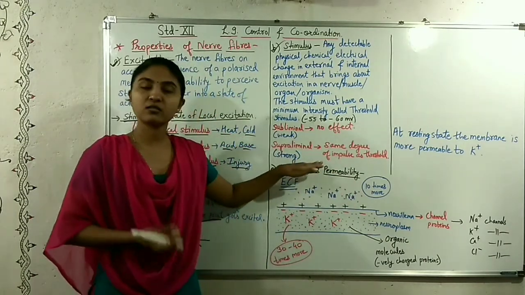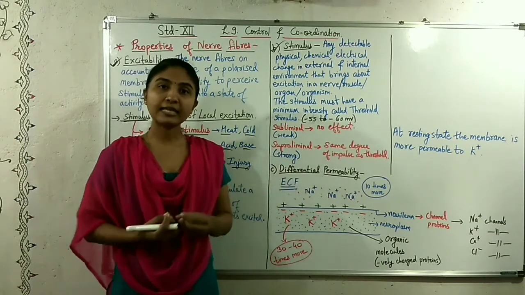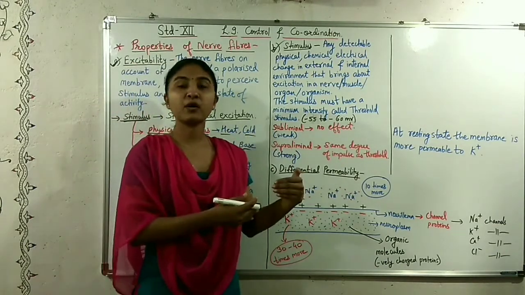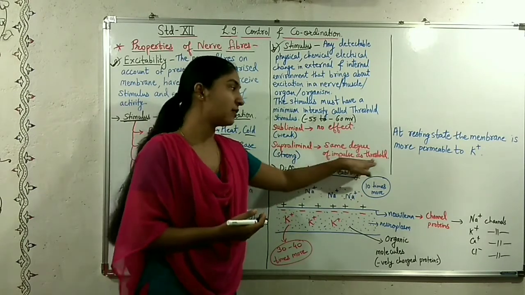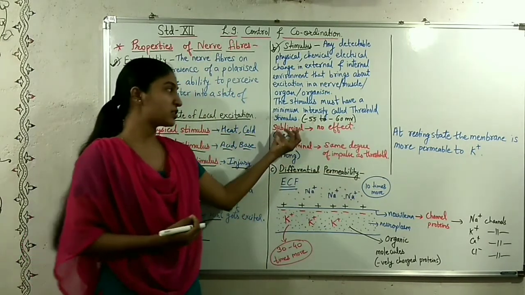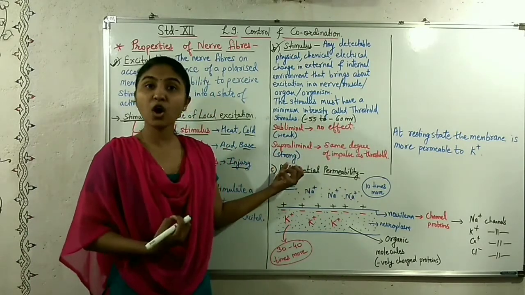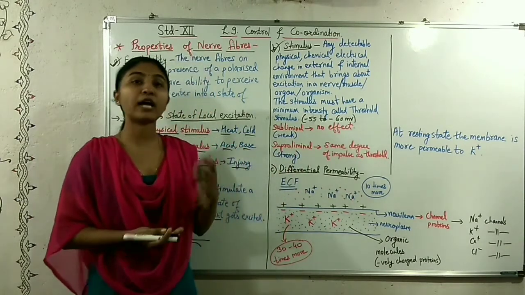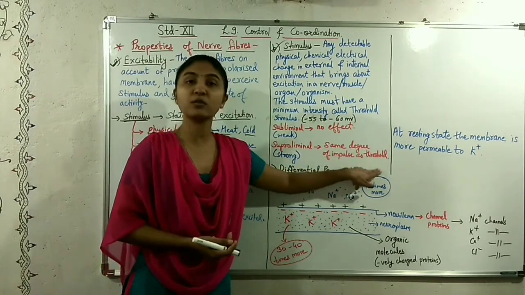And when the stimulation is strong, that is supraliminal stimulus, even if the stimulus is very strong, the nerve fiber will still get stimulated at the intensity of the same degree as the threshold stimulus. So if the stimulus is weak, the nerve fiber will not get excited. And even if the stimulus is strong, the nerve fiber will get excited at the same degree as the threshold stimulus.